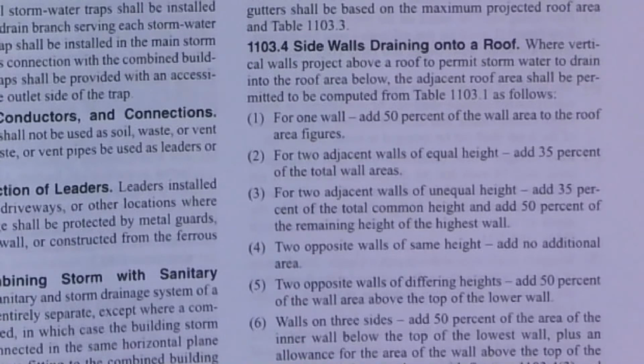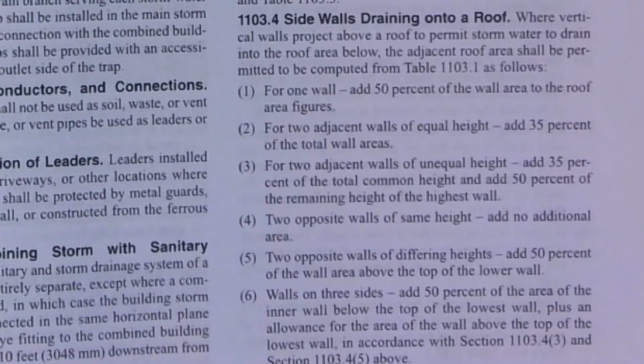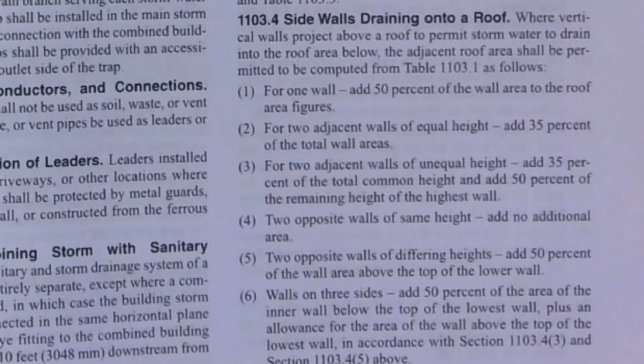Number 3. And these are all instances where we have all these little parapet walls above the roof, and we have to make accommodations for whatever rainwater's coming down. For 2 adjacent walls of an unequal height, add 35% of the total common height and 50% of the remaining height of the highest wall. So the common height, which is the height of both that are equal to each other, and then add 50% of whatever's higher than that.